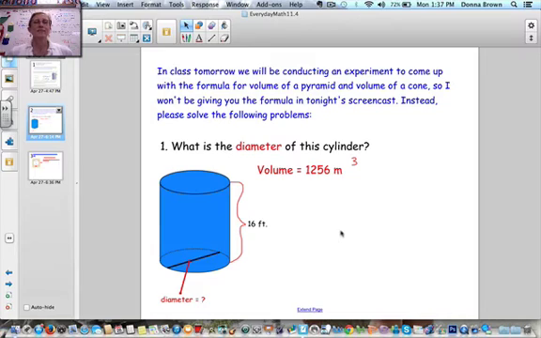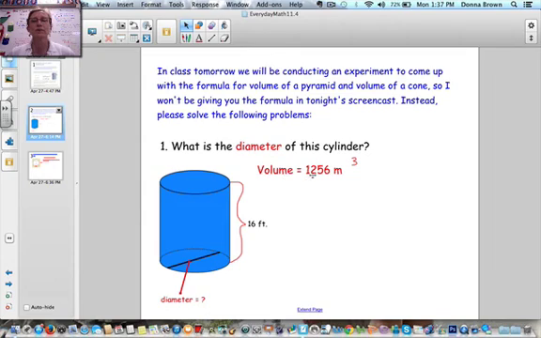All right, so in class tomorrow we will be conducting an experiment to come up with the formula for volume of a pyramid and volume of a cone. So I'm not going to be giving you the formula and having you figure out volume on those shapes, on those geometric solids. Instead, I'm going to have you solve a few problems here. All right, so here's the first one. The question is, what is the diameter of the cylinder?